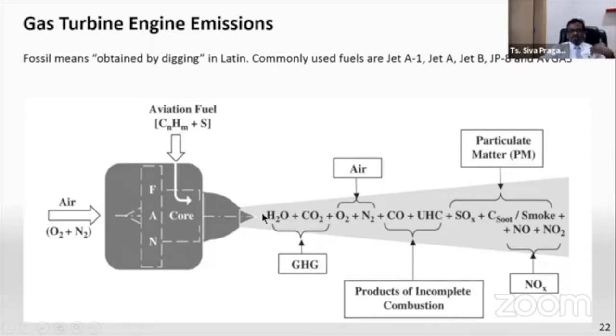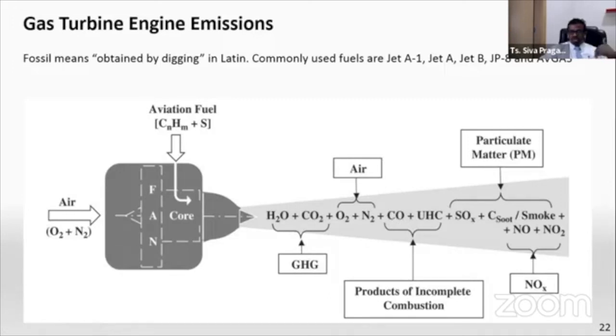But there are other factors which affect the amount of emissions, for example the drag, the airframes, technology and so on. We can see the greenhouse gases being emitted here: water and CO2. We have air. We also have products of what we call incomplete combustion. We have carbon monoxide, which is toxic.